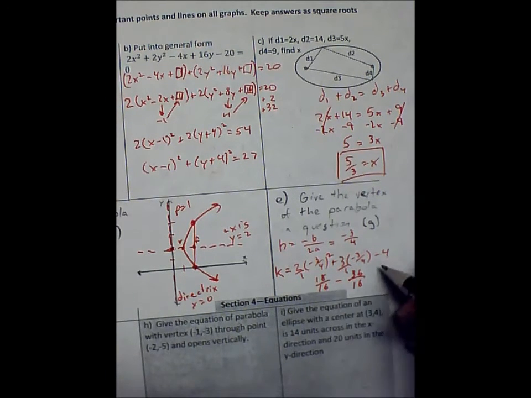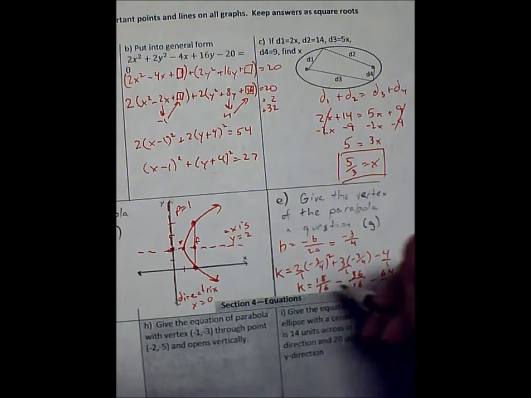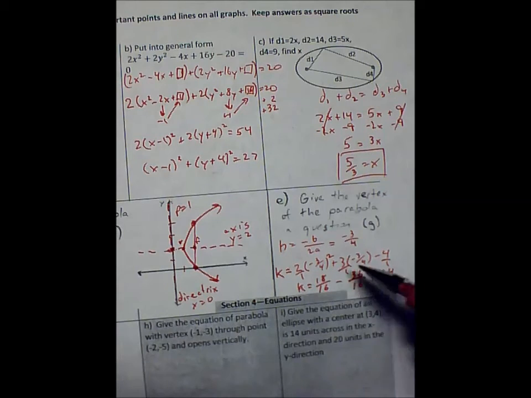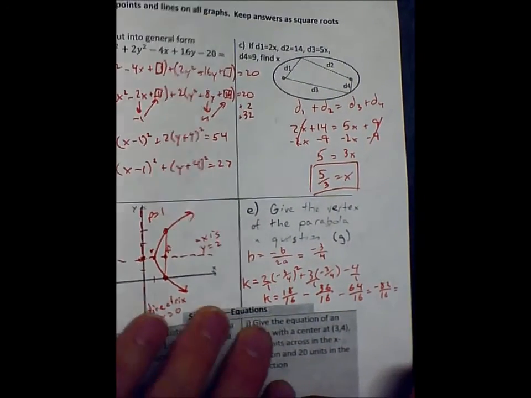And I just put the minus out in front here. And this is 4/1. Again, we want to put it over 16, so we need to multiply the top and the bottom by 16. So the top, 4 times 16 would be 64. And again, I put the minus out in front. So this is k. Now we simplify. 18 minus 36 is negative 18, minus 64 is negative 82 over 16, which reduces to negative 41/8.